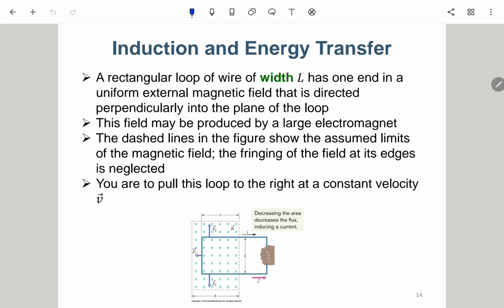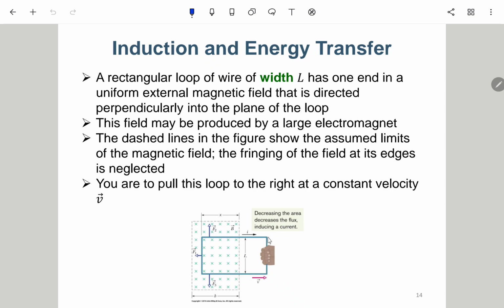Okay, so here we will talk about induction and energy transfer. Here we have a simple experimental setup. It says a rectangular loop of wire of width L has one end in a uniform external B field that is directed perpendicular into the plane of the loop.